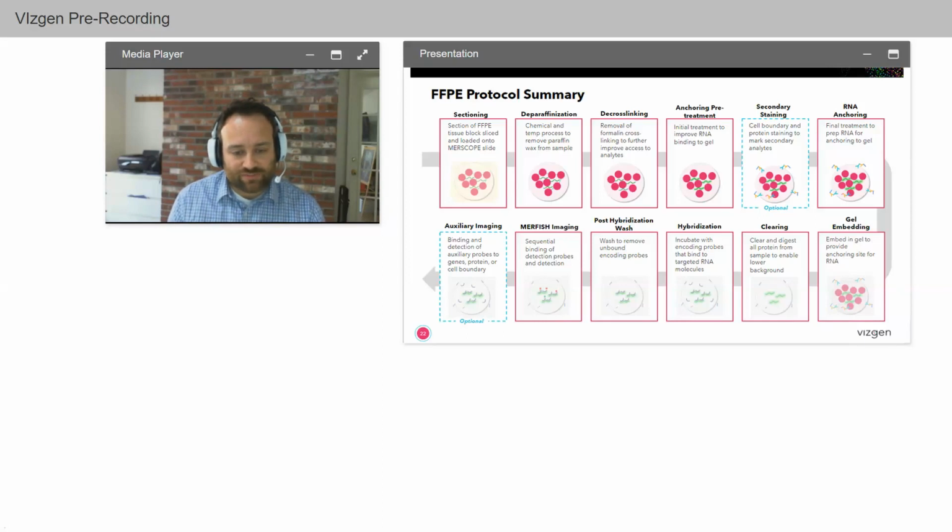From here, we do a hybridization where we use our gene panels to hybridize our encoding probes to those RNA targets. We do a post-hybridization wash to remove the unbound encoding probes, and then we go through MERFISH imaging, which is going to flow in those detection probes that will bind to the encoding probes that are present. An optional step here is our auxiliary imaging. Here we can do further detection of, say, our cell boundary stain or our protein staining. This happens outside of MERFISH imaging, but still provides flexibility to potentially detect those proteins or detect highly abundant genes.